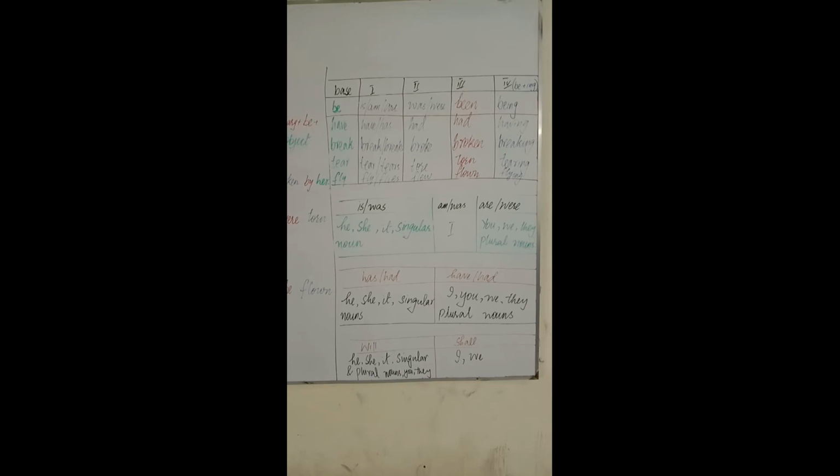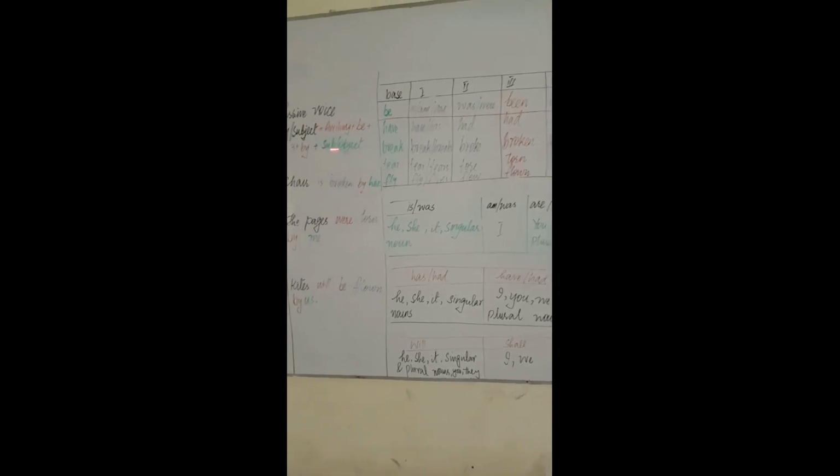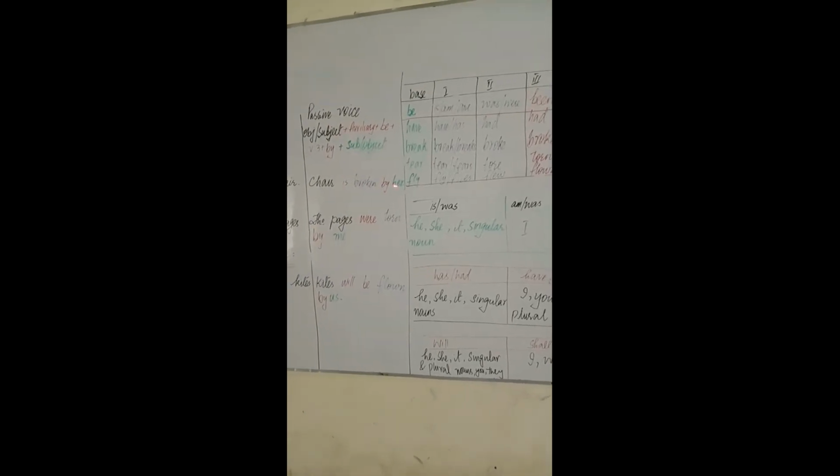The third thing is the verb's third form. Our first form used was breaks, so the third form of break is broken. So we have used the word broken over here, plus by over here, and this subject is converted, which was she, into her.